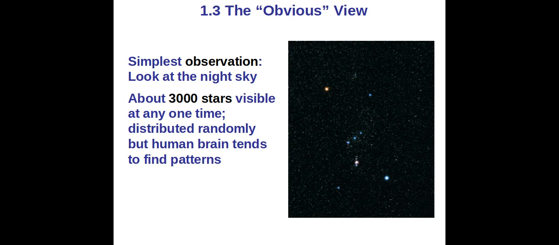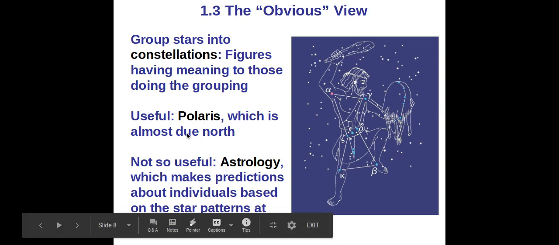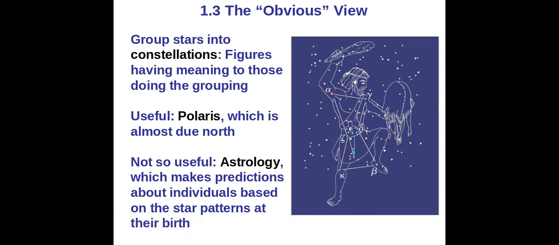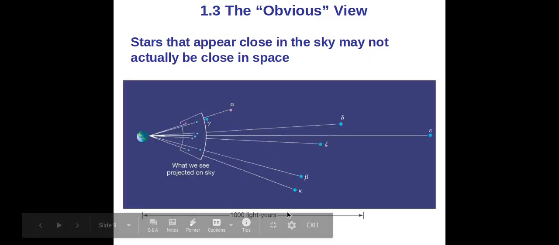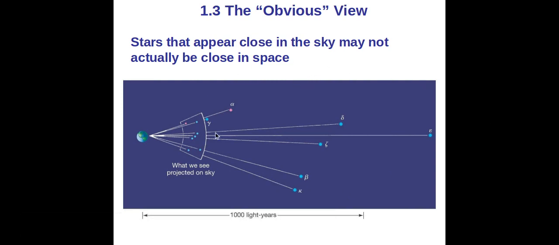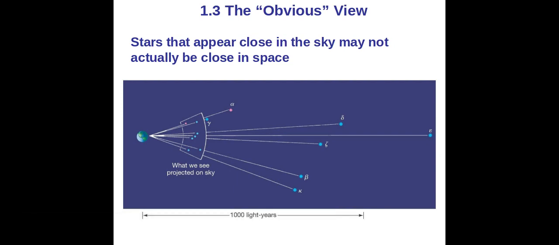And the next slide will show you kind of where those things are. Actually, sorry, not this slide. One more slide. So we group stars into constellations. They don't really have tons of meaning. What is useful is that Polaris is almost due north. Not so useful is astrology, which tries to make predictions about star patterns at birth. But if you really look at it, here is where those stars in Orion are. They're all over the place. They're like 1,000 light years apart. So they're not actually as close together as they look from our vantage point.